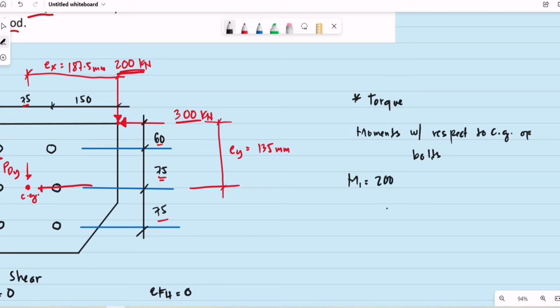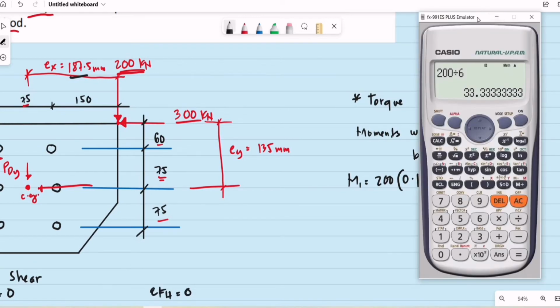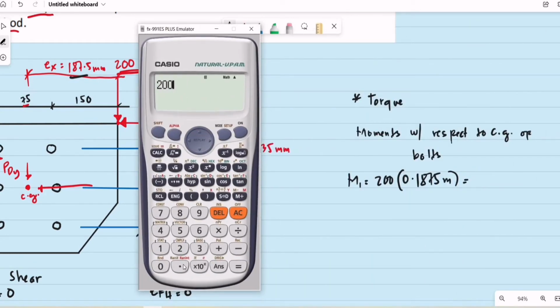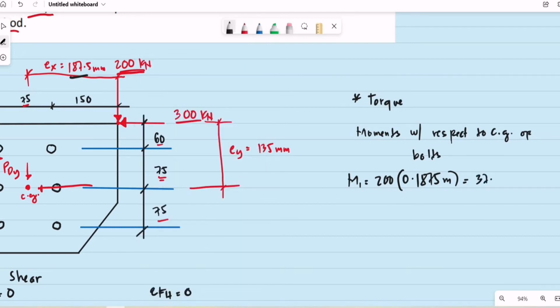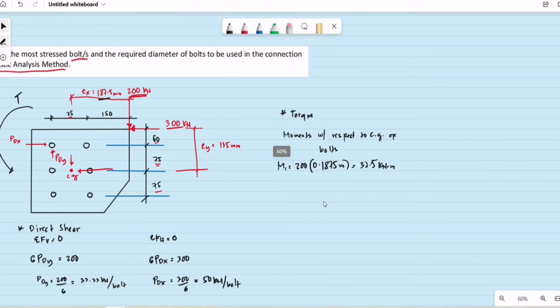So 200 kilonewtons multiplied by the eccentricity 187.5 mm, or we say that is 0.1875 meter, so that this moment will be in kilonewton meter. What will be that value? This is 200 multiplied by 0.1875, so we have that as 37.5 kilonewton meter. With respect to the center of gravity, obviously this moment is a clockwise moment.